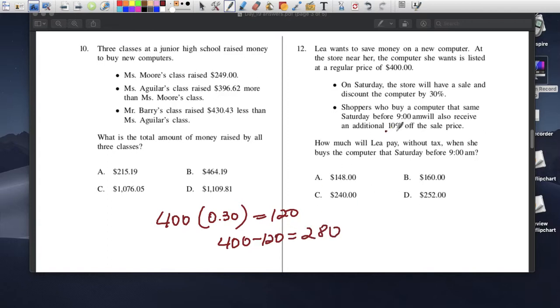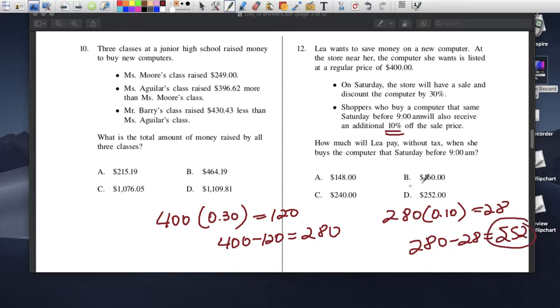Now from 280, you're going to get a second discount. So you're going to do 280 times 0.10, which is 28. That's your second discount. So the discounted price is 280, and you subtract 28, and you're going to get 252. You notice you get the same exact answer, which is D.